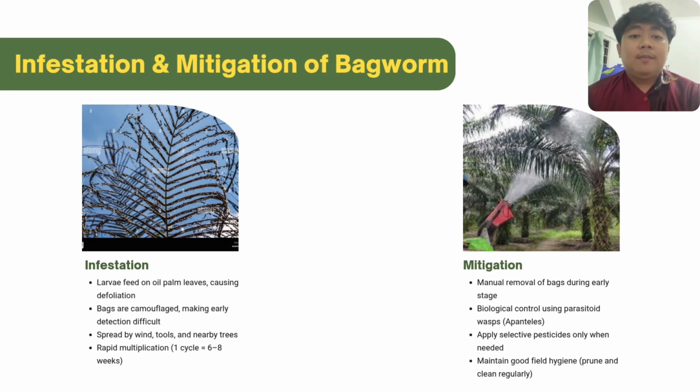Most importantly, maintain good field hygiene by pruning and cleaning regularly. This removes breeding sites and makes the environment less attractive to bagworm. The key is early intervention combined with integrated pest management practice for long-term success.